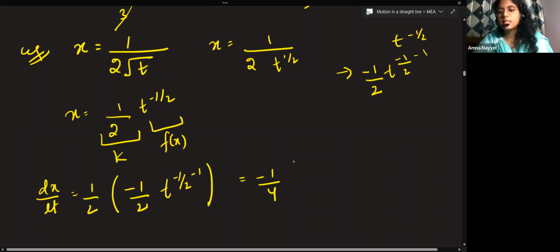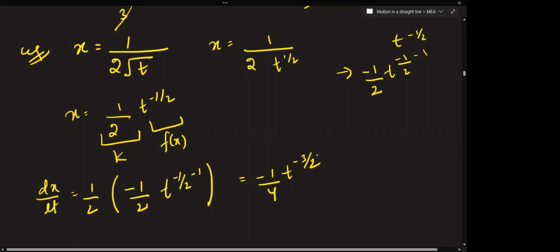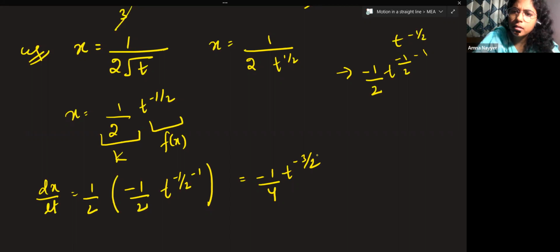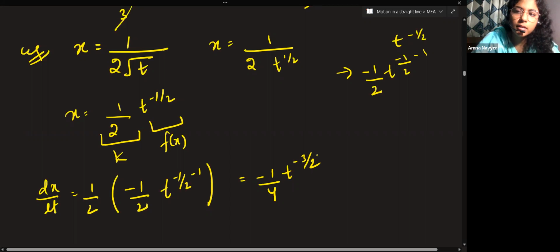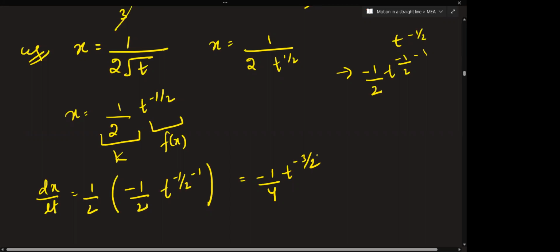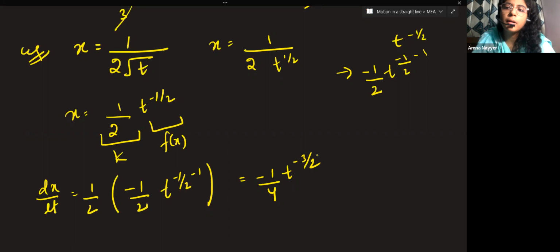And here this is t to the power minus 3 by 2. Is this clear to both of you? Ma'am, but we can also solve it while t is in the denominator, right? While t is in the denominator, how will you solve it? You just keep t to the power 1 by 2 and then solve. T to the power 1, then you will get 1 by t to the power half.